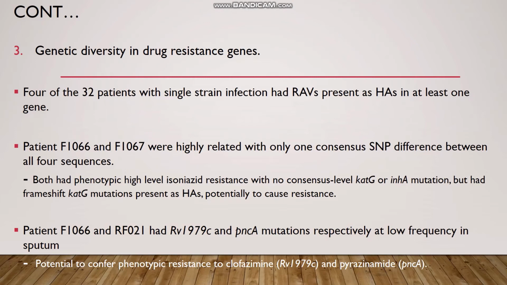Lastly, for genetic diversity in drug resistance, 4 of the 32 patients with single-strain infection had RAVs present as heterozygous alleles in at least 1 gene. Patients F1066 and F1067 were highly related, with only 1 consensus SNP difference between all 4 sequences. Both patients had phenotypic high-level isoniazid resistance with no consensus level katG or inhA mutation, but had frameshift katG mutations present as heterozygous alleles, potentially causing resistance. Patients F1066 and RF021 had Rv1979c and pncA mutations respectively at low frequency in sputum, which had the potential to confer phenotypic resistance to clofazimine and pyrazinamide.